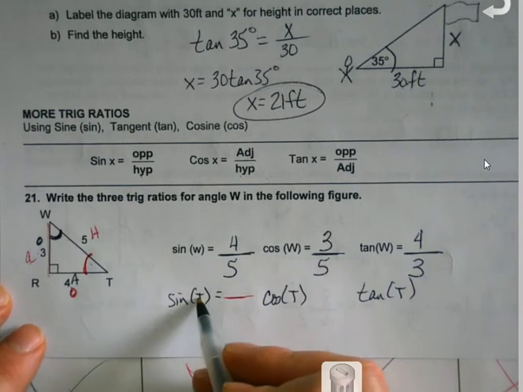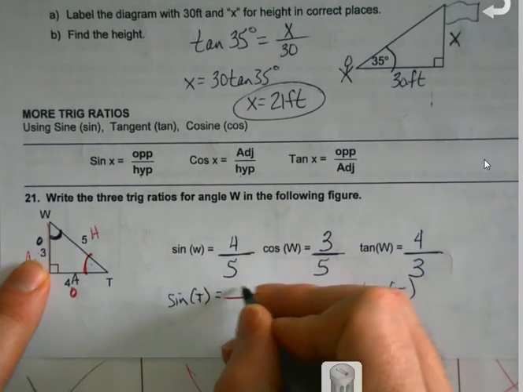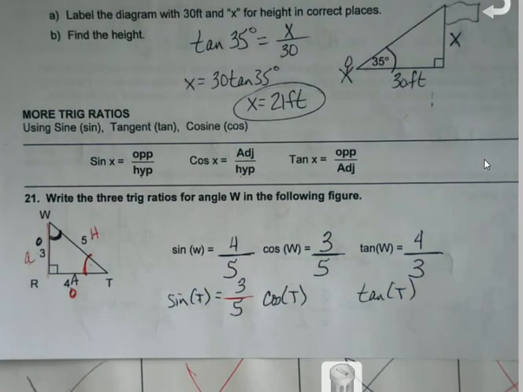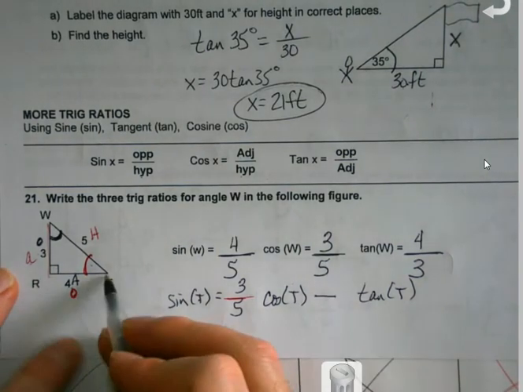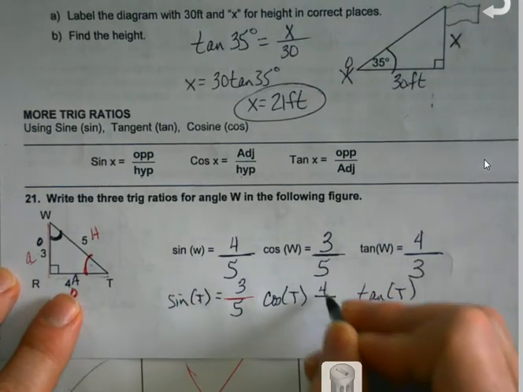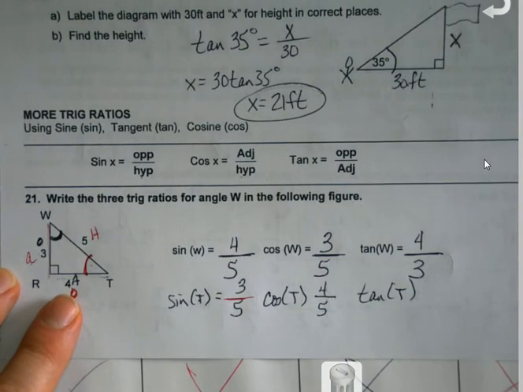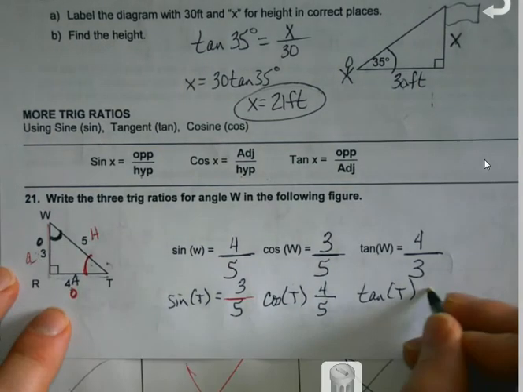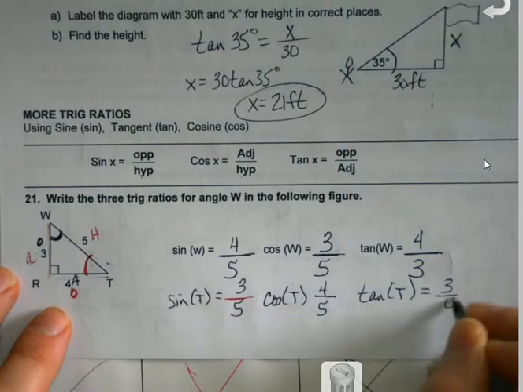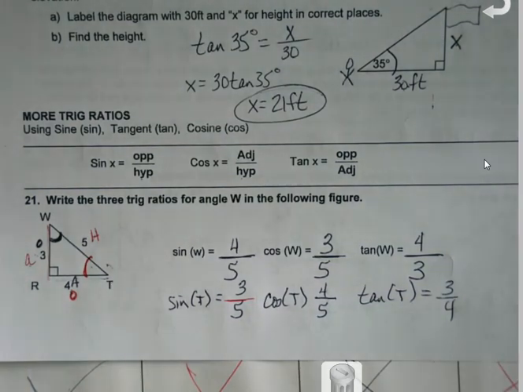So when I'm doing sine, now my opposite is 3, or 3 over 5. My cosine, my adjacent's now 4, so 4 over 5. And my tangent, my opposite and adjacent just switched places. I end up with 3 over 4.